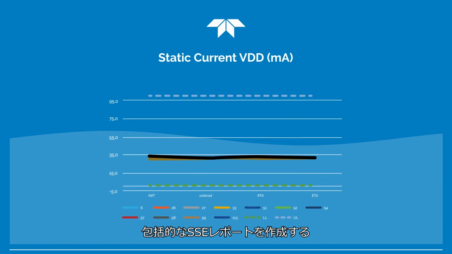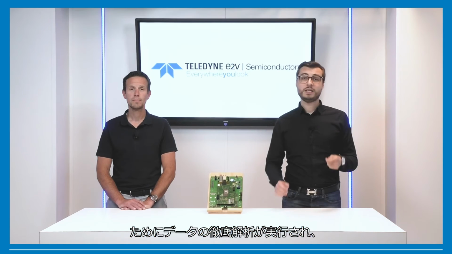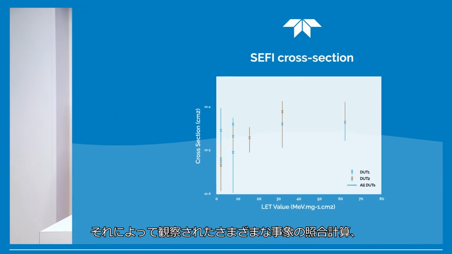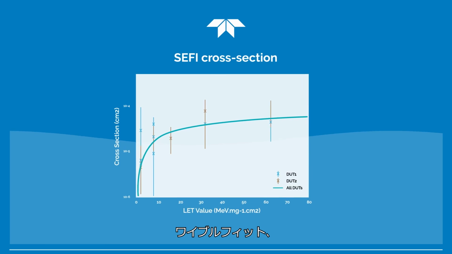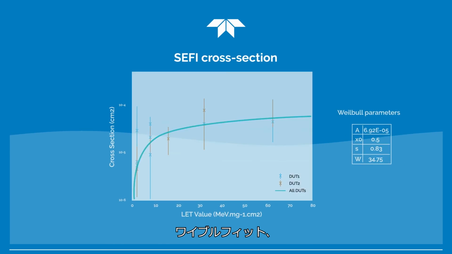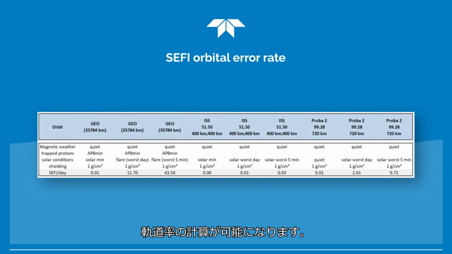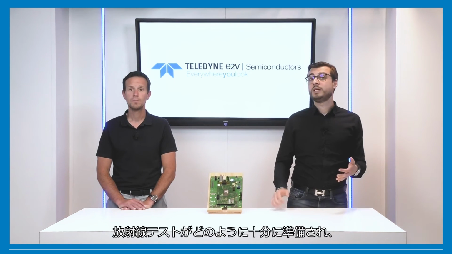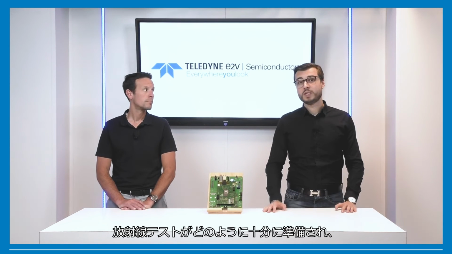In order to build comprehensive SEE reports, in-depth analysis of the data is performed, which allows to calculate cross-sections, Weibull fits, and orbit rates for the different kinds of events observed. Other key information is included in the reports, such as CFI classification, as well as mitigation technique when applicable.